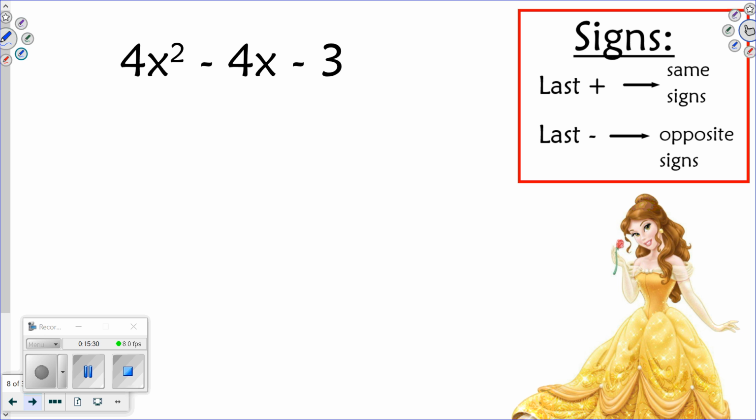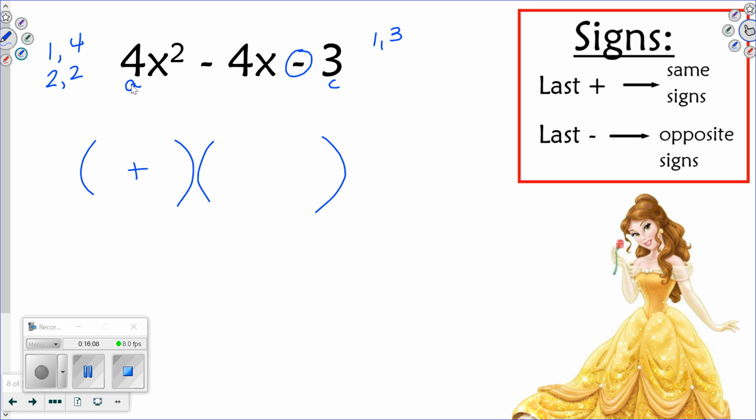Again, we always want to look for GCF first. Does anything go into 4, 4, and 3? No. And I told you we're not going to have one today, but you want to get in that habit. So we want to look for our options for A. How do you multiply to get a 4? All right, and then we look for options for C. How do you multiply to get a 3? 1 and 3. We set up our parentheses, and we fill in our signs. My last one is negative, so my signs have to be opposites. One's plus, one's minus.